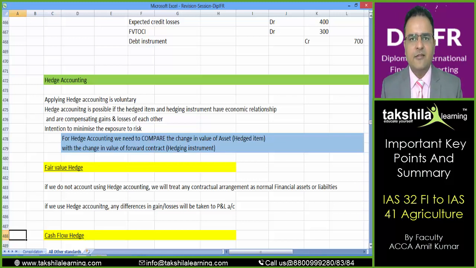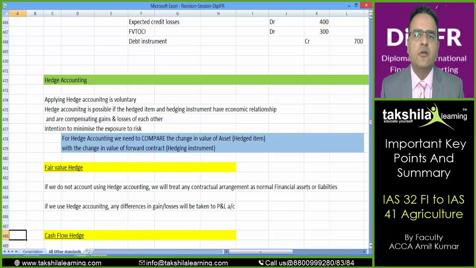If this is the case, then there is a hedging relationship. Now the intention is to minimize the exposure of risk. We may not eliminate the exposure of risk, but we can minimize the exposure of risk using hedge accounting. For hedge accounting, we need to compare the change in value of an asset with the change in the value of the contract.